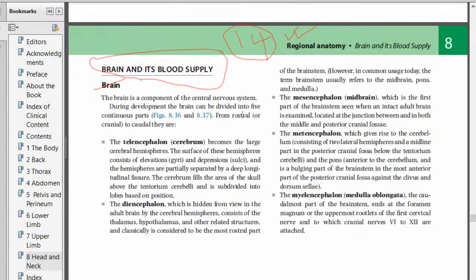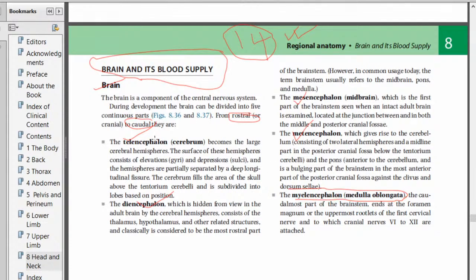The brain is a component of the central nervous system. During development, the brain can be divided into 5 continuous parts, from rostral to caudal. So what are the components? Telencephalon, diencephalon, mesencephalon, metencephalon, myelencephalon, or medulla oblongata, is also called myelencephalon.